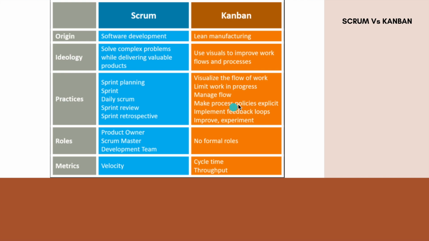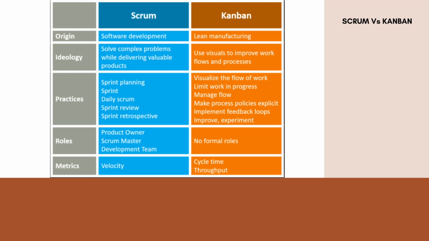Now the practices of Kanban are just to visualize the workflow, and here the major focus is to limit the work to what can be done by each individual or a team, so that they can focus more and more on the task and try to complete it as soon as possible. So here it is more about visualization and flow, implementing the feedback loop and improving the process and flows.